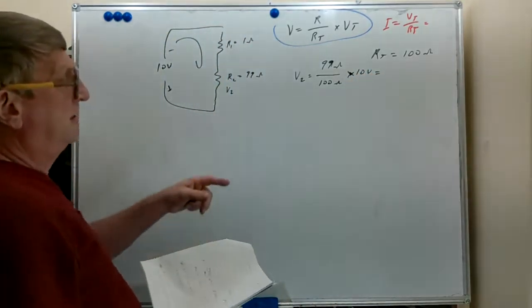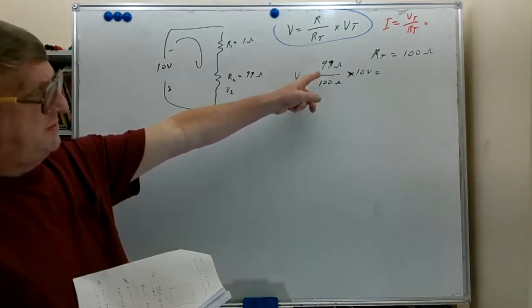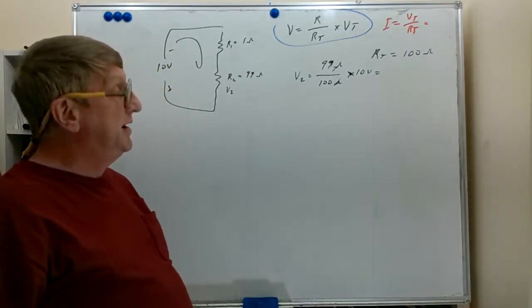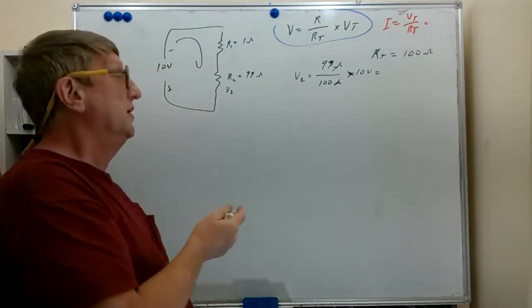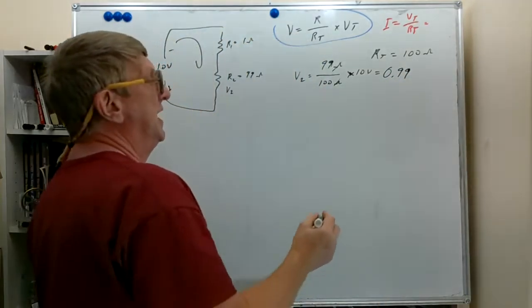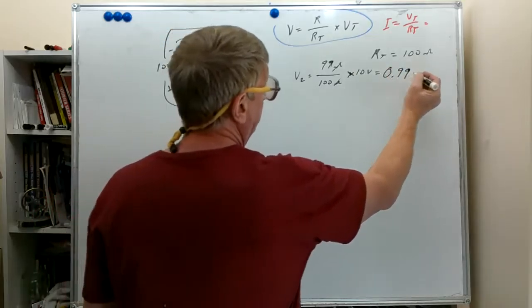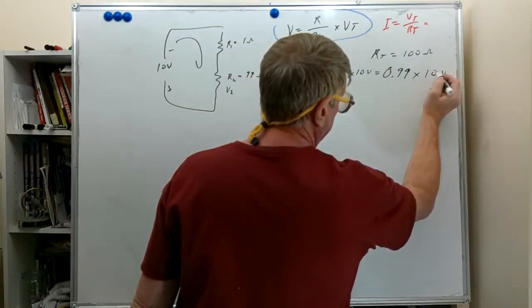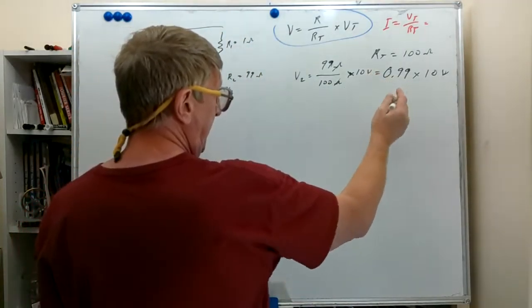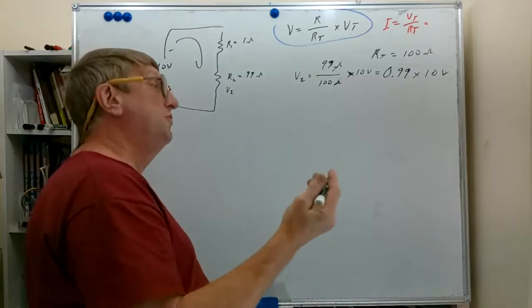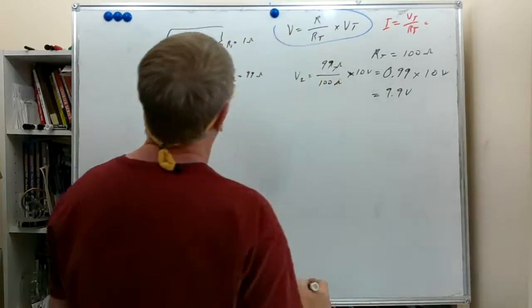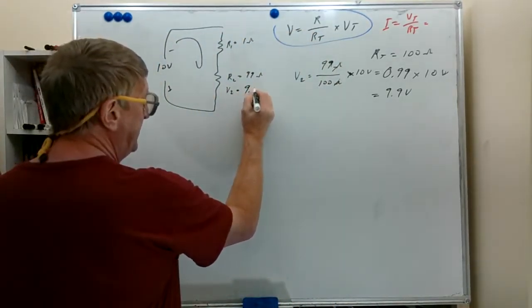Now what do you notice here? 99 over 100, the units cancel, and 99 divided by 100 is just basically moving the decimal place two to the left, which is 0.99, right? And we're going to multiply that times 10 volts. Multiplied by 10, we move the decimal place to the right, so it's going to end up being 9.9 volts. So V2 equals 9.9 volts.